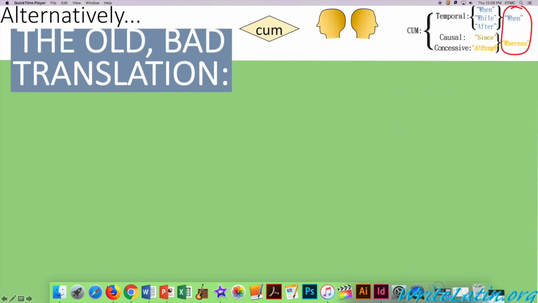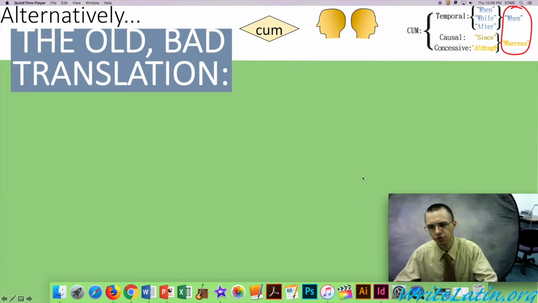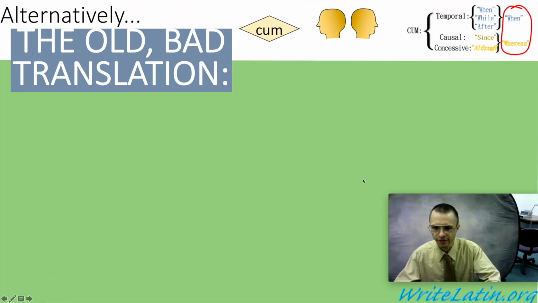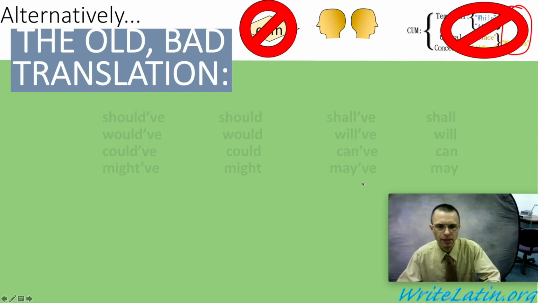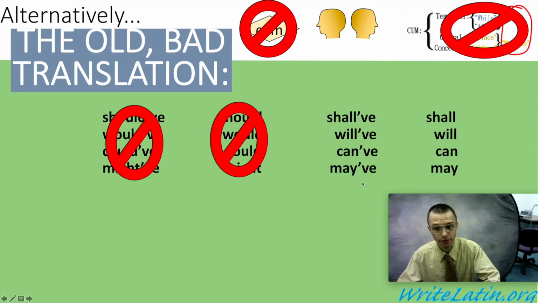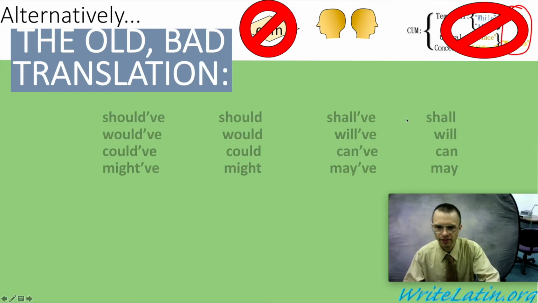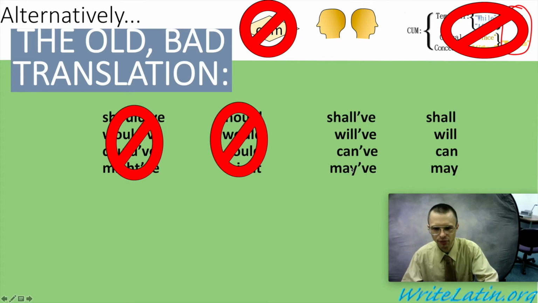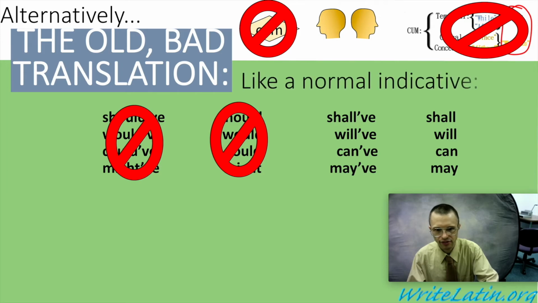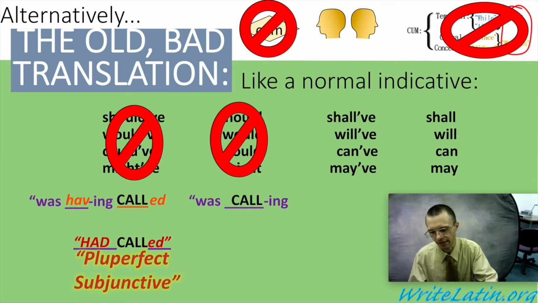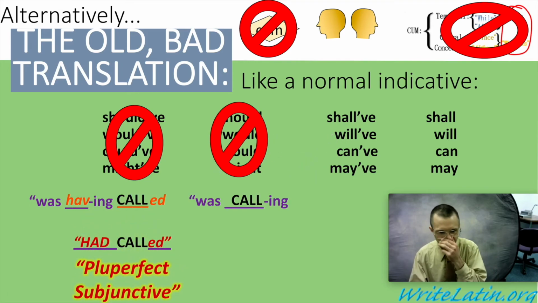All right, so now you should know how other people translate CUM clauses, because they may tell you this stuff. And maybe it might be helpful to you at some point, but I don't think it's going to. Now, the old way is that they still use shall and will, can, may forms, but should, would, could, might forms, they don't. Instead, they translate these as an indicative. So the way they translate these are like a normal indicative. When he was blanking, they say, or when he had blanked. And they call it the pluperfect subjunctive for that reason.